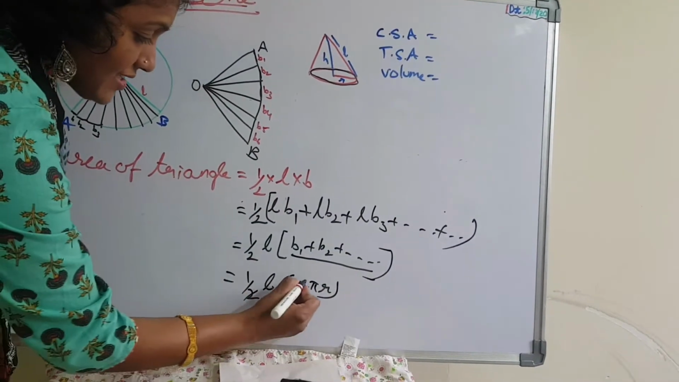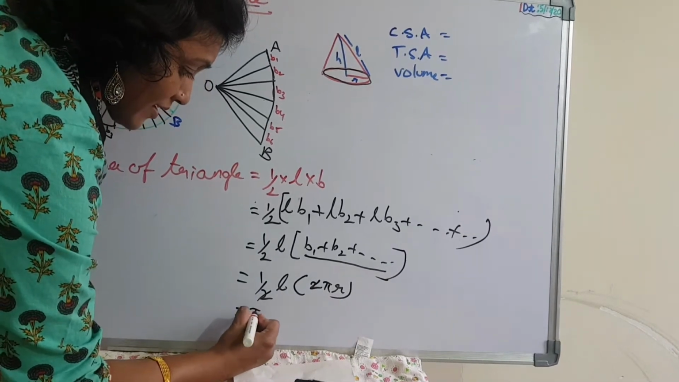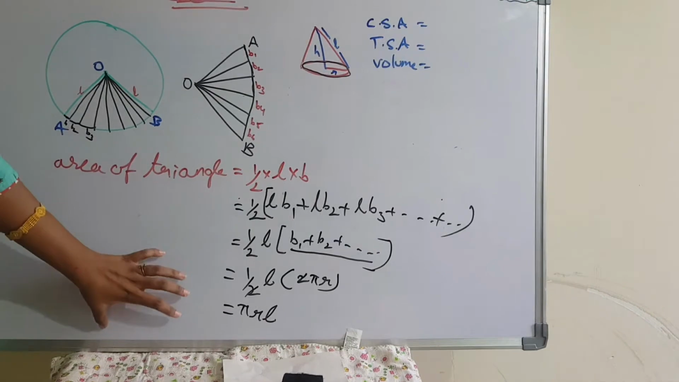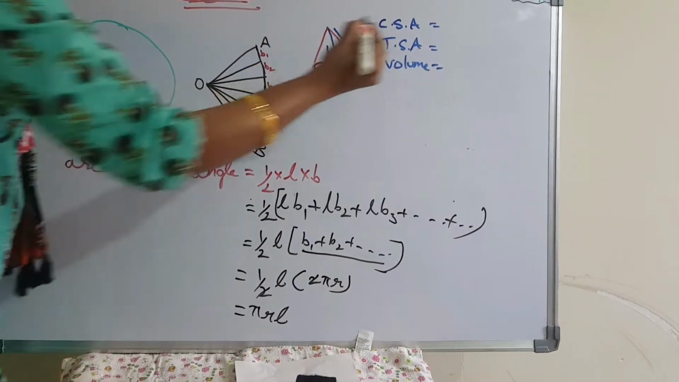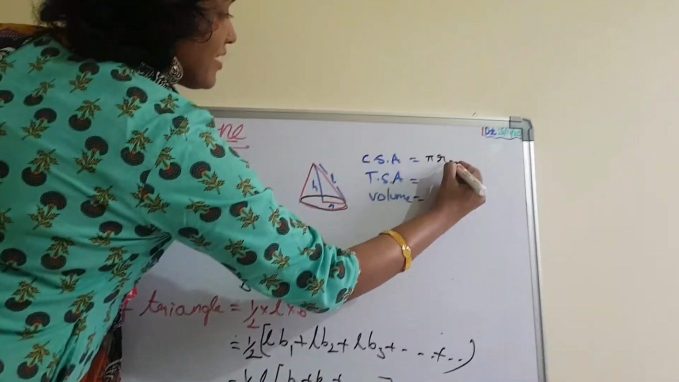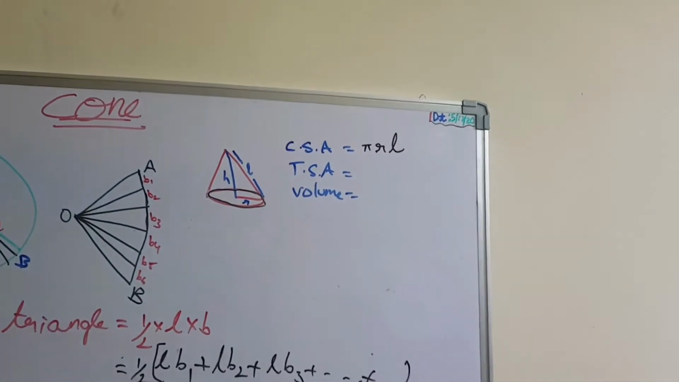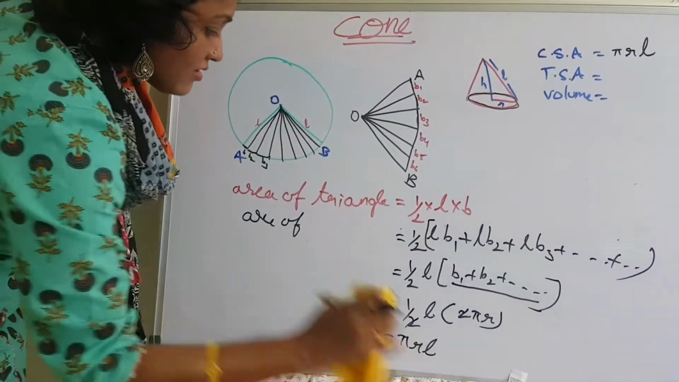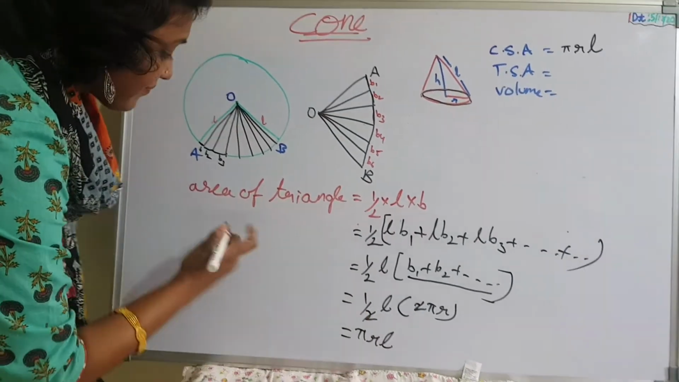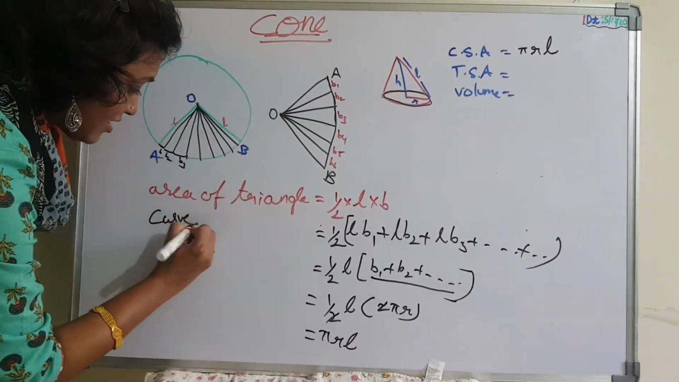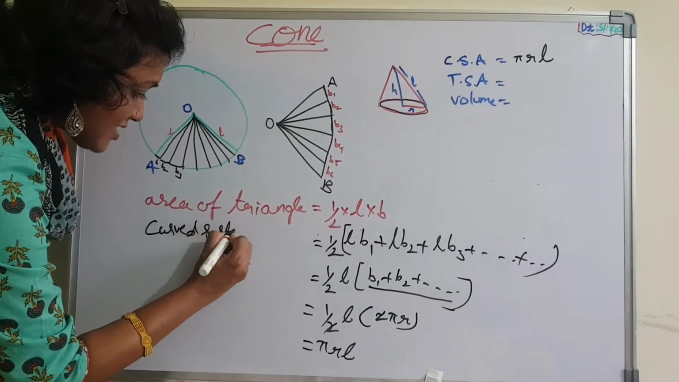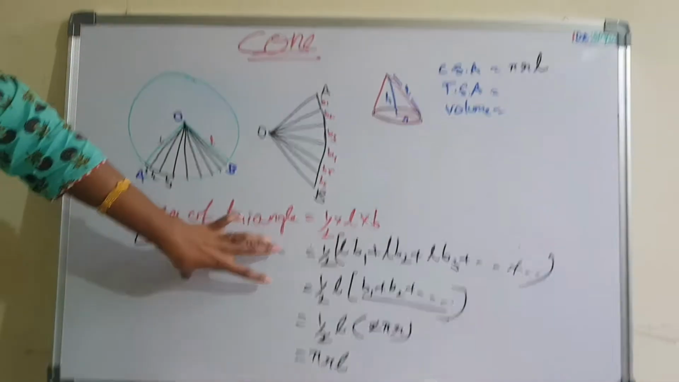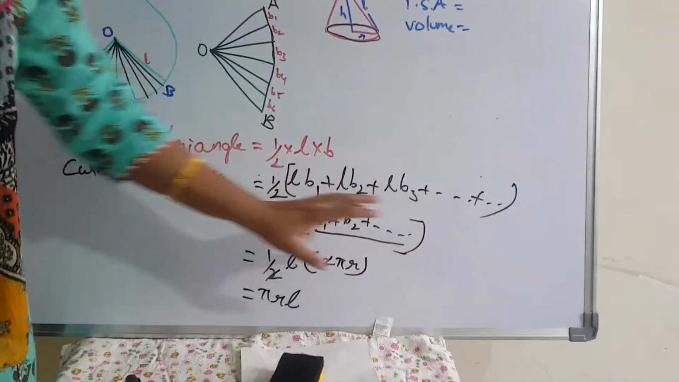Here the 2 will cancel. What will we get? Pi r L. This is the curved surface area. What is the curved surface area? Pi r L. Here, what are we finding? Area of curved surface area. For the curved surface area, we are taking different breadths.